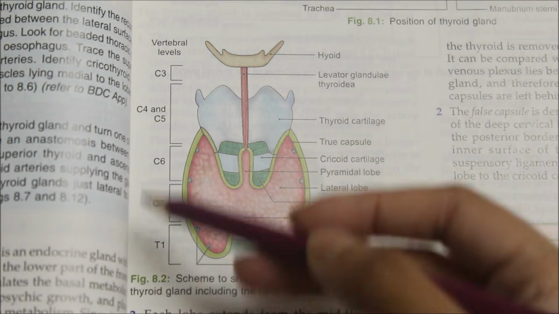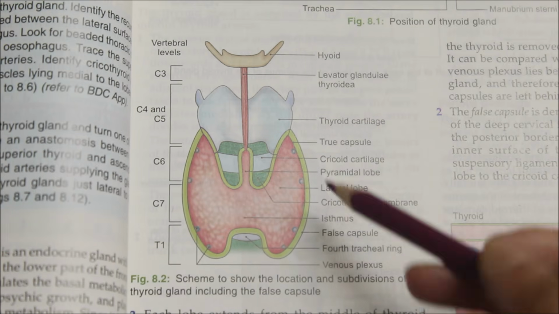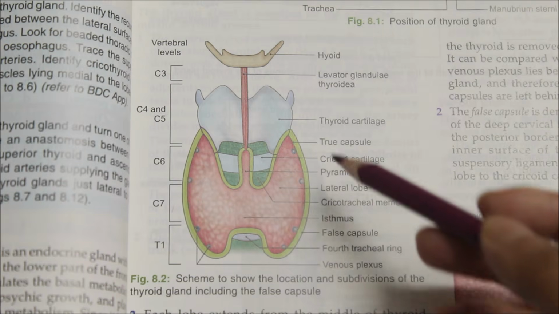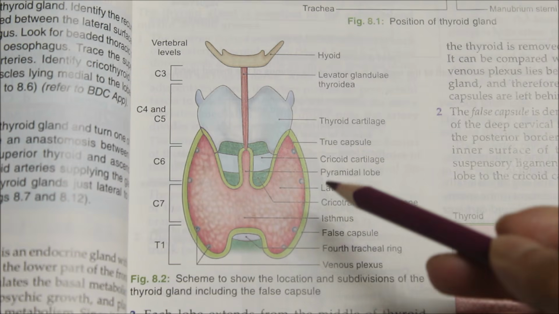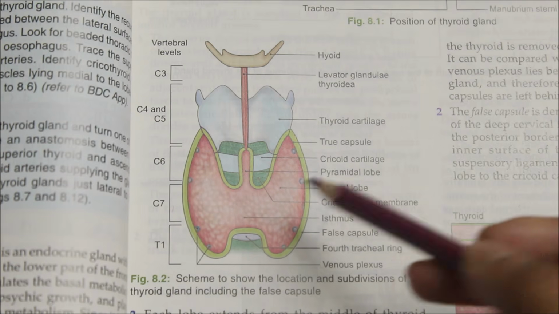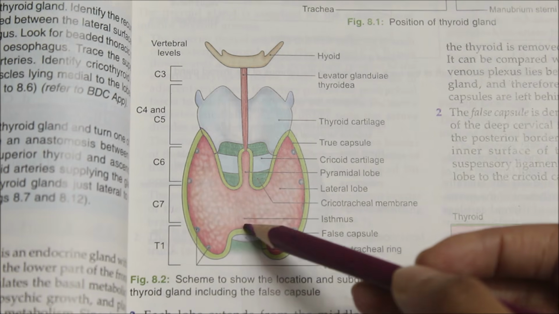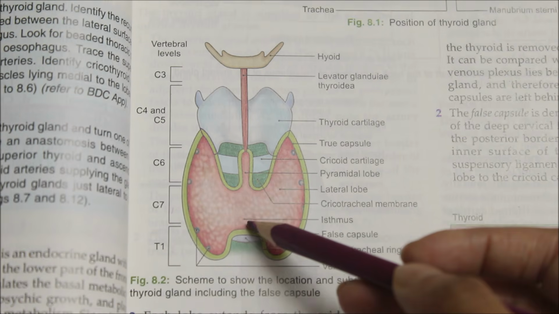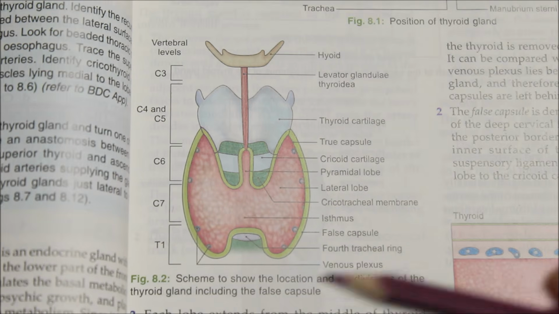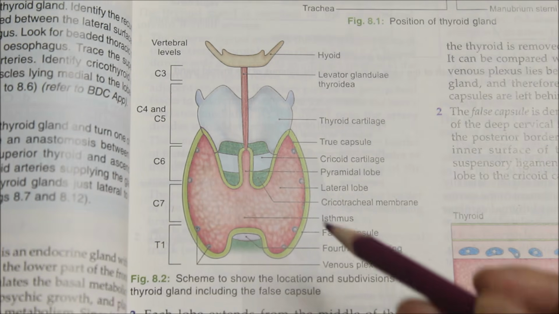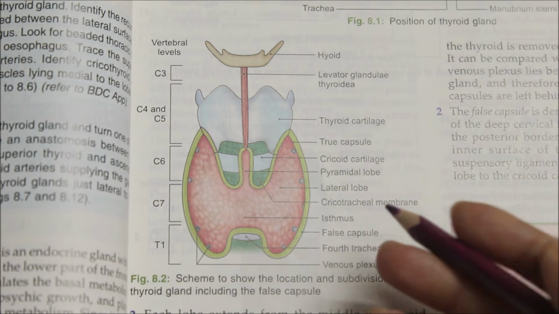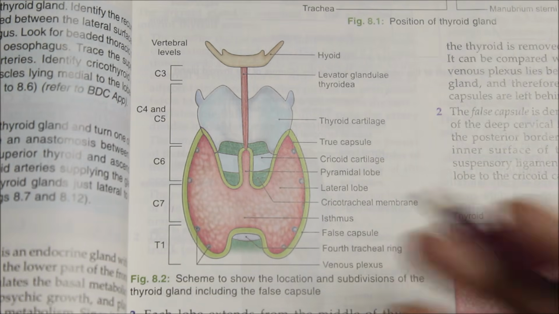Looking at the dimensions and weight of the thyroid gland, each lobe, that is the right and the left lobe, measures about 5 cm in length to 2.5 cm in breadth and 2.5 cm in thickness, and the isthmus is 1.2 cm into 1.2 cm. On an average, the gland weighs about 25 grams. It is larger in females than in males. Further increase in size takes place during menstruation and pregnancy.